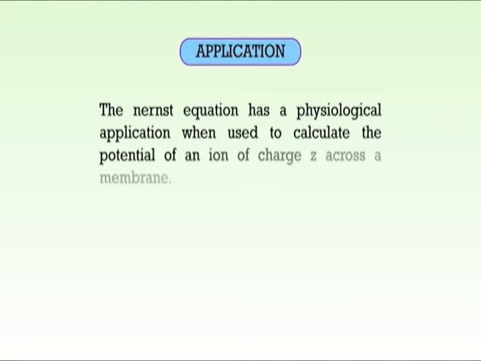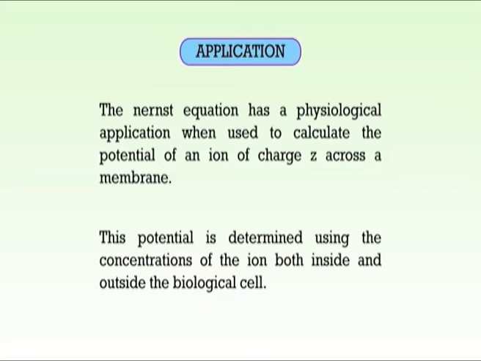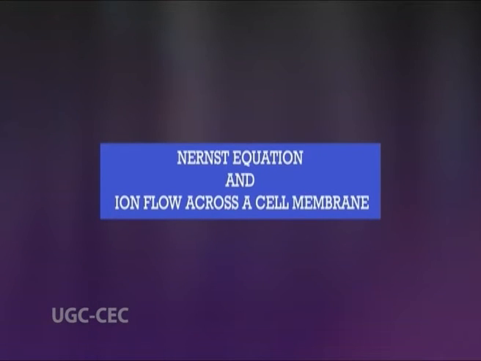Let's look at the application of this equation. The Nernst equation has a physiological application when used to calculate the potential of an ion of charge Z across a membrane. This potential is determined using the concentrations of the ion both inside and outside the biological cell. The Nernst equation makes it possible to calculate the theoretical resting membrane potential of a cell membrane if the ratio of the internal and external ion concentrations is known.